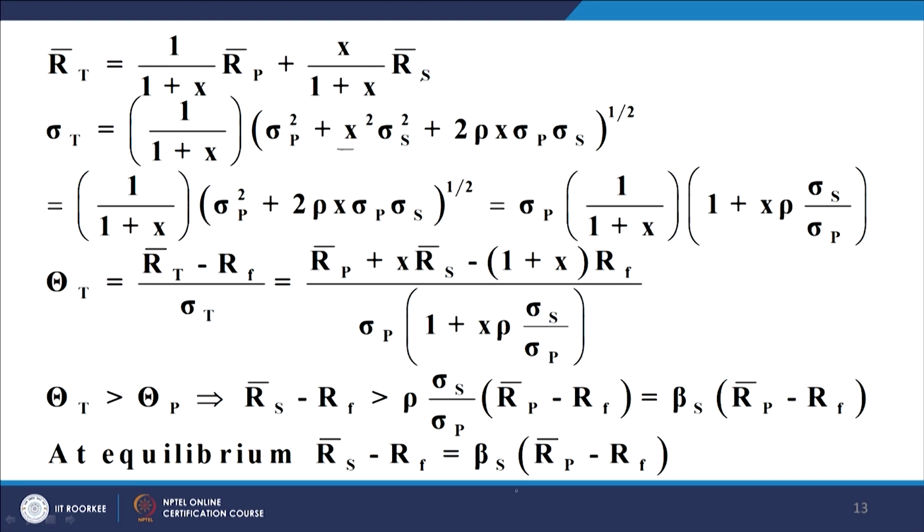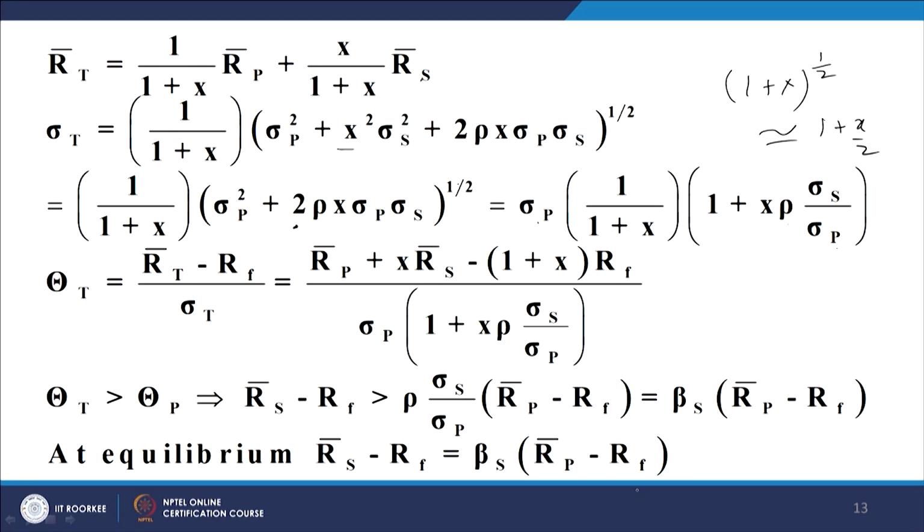but this 1 by 2, see what I have used is 1 plus x to the power 1 by 2 is approximately equal to 1 plus x by 2 to first order. We are ignoring x square. So, we are not considering higher order terms, and when I use this here, this 2 goes with this 1 by 2, and I am left with x rho sigma s upon sigma p, with this sigma p being taken common outside the brackets.